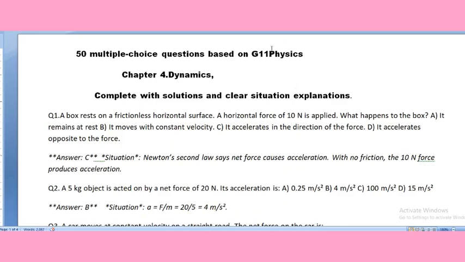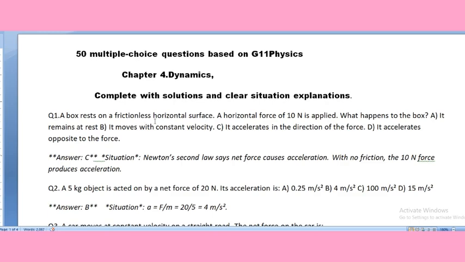Well, today we'll discuss Physics Grade 11, Chapter 4, Dynamics. 50 multiple choice questions based on Grade 11 Physics, Chapter 4, Dynamics, completed with solutions in clear situations. We will discuss the questions starting from question number 1 up to 50.